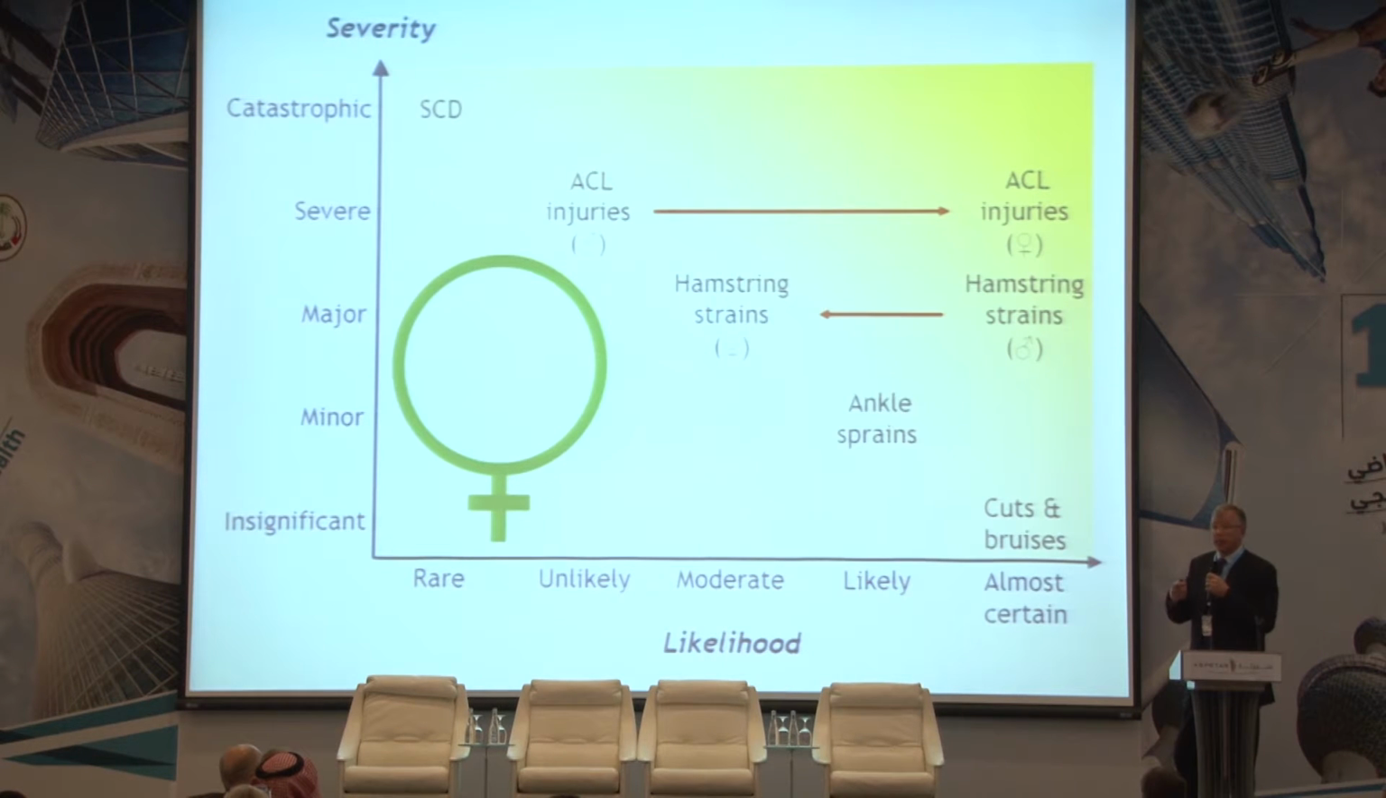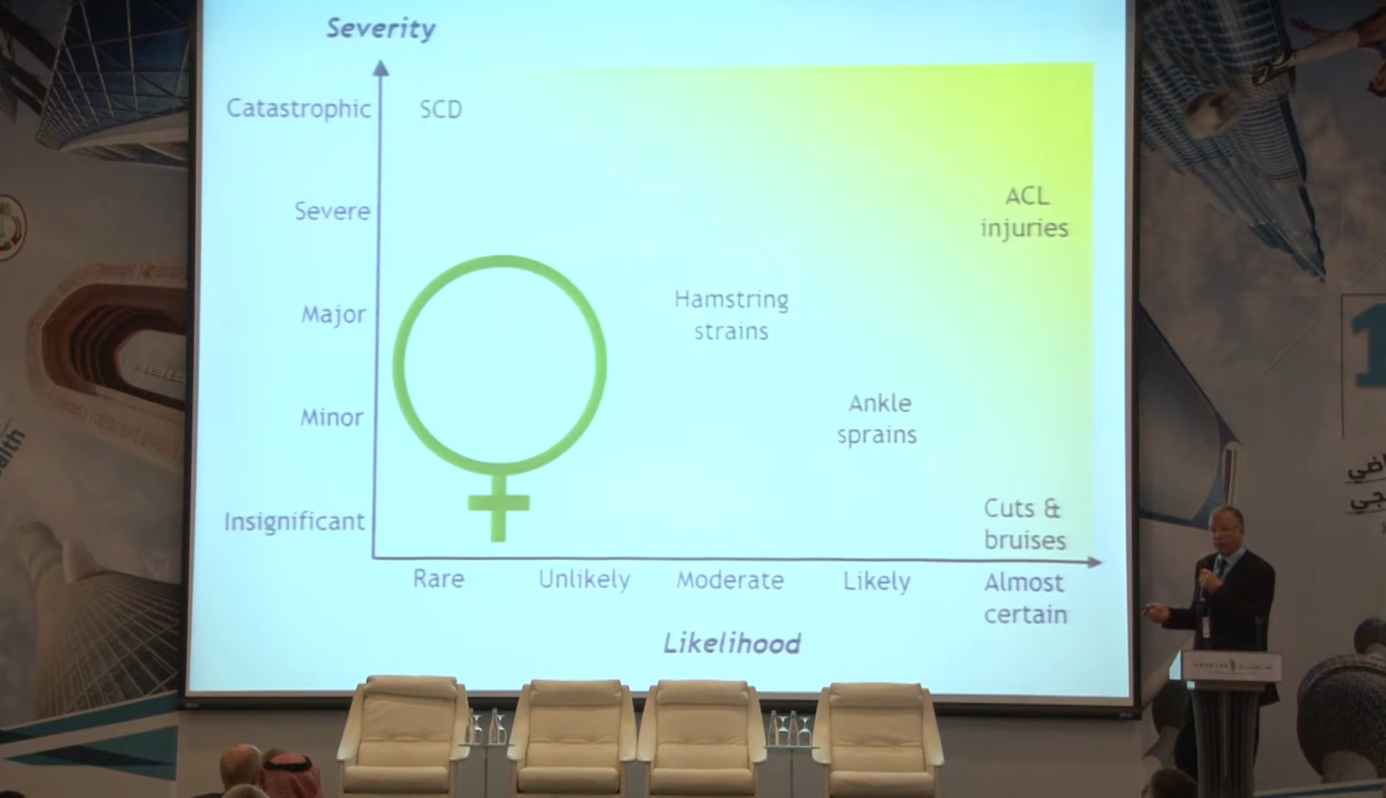Now, if you're working with female athletes, this changes things. Or a different sport, that also changes this. So I'm using female athletes here to indicate how it might change, because we do know that ACL injuries are much more common among females. And we also know that hamstring strains are somewhat less common among female players than male players. So if you're working with a female team, maybe your list of priorities would look something like this.